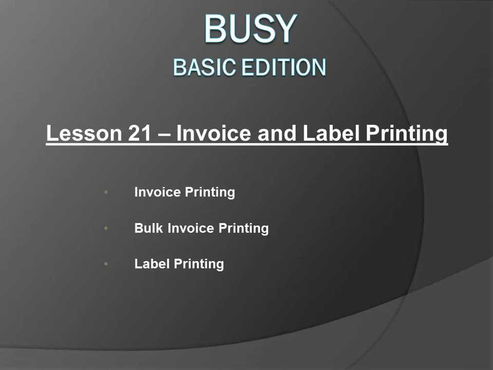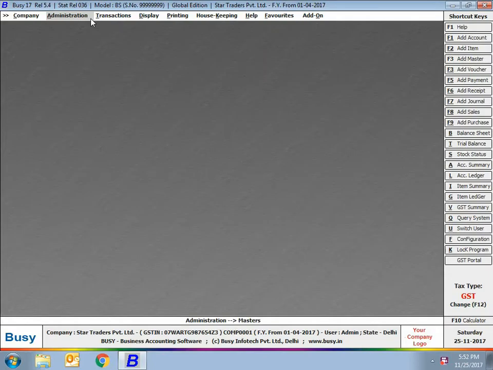Here we'll discuss bulk invoice printing and then label printing, that is how you can create and configure account and item labels and then print them. So in this chapter, we'll discuss only these three sections: invoice printing, bulk invoice printing and label printing. First of all, we'll discuss invoice printing.